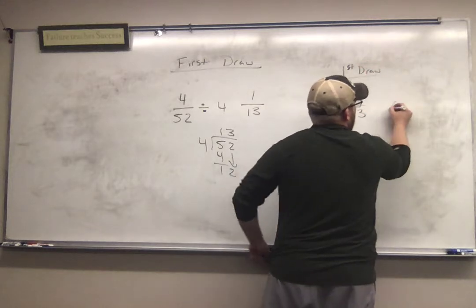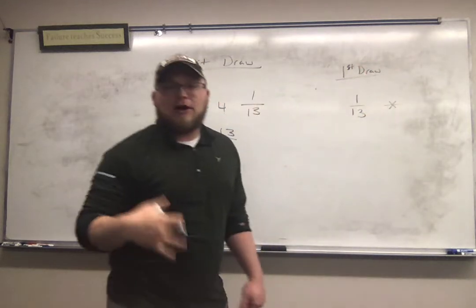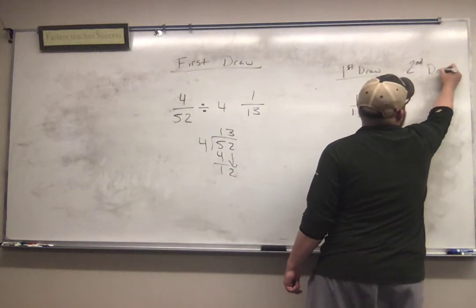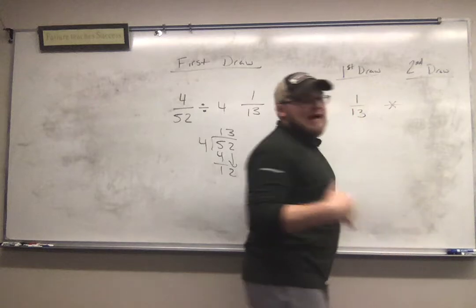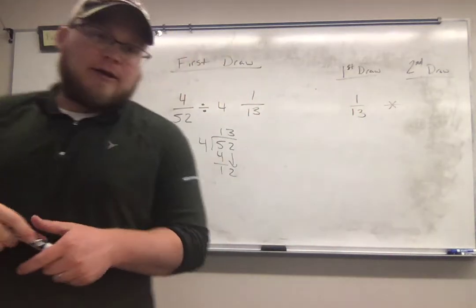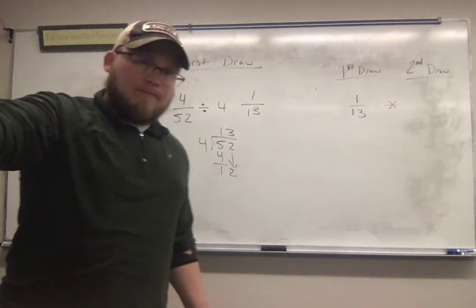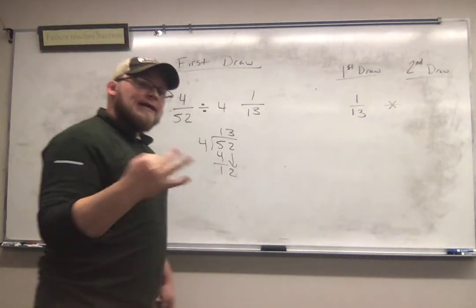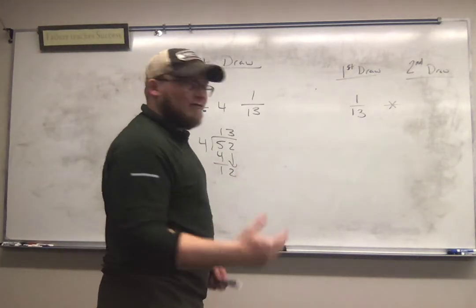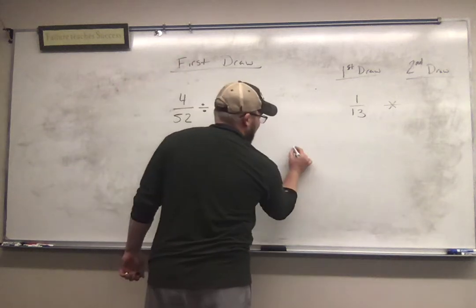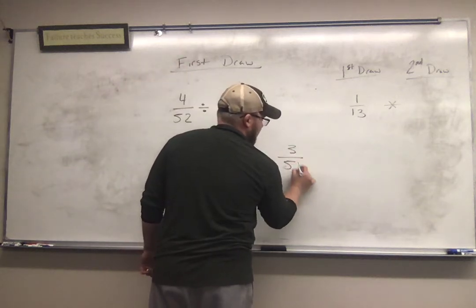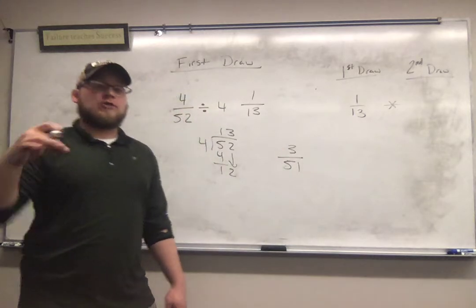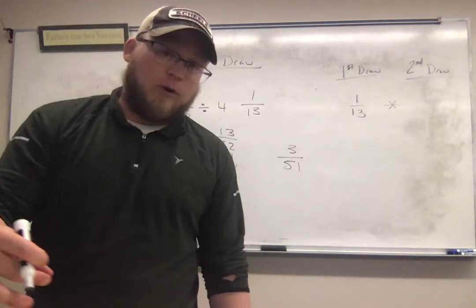Now remember, we are going to multiply that by our second draw. We just have to figure out the probability. So imagine there's 1 ace gone. That means there's 3 left, and how many cards are left? Not 52, but 51. 3 aces left, not 52 cards in the deck anymore because we already picked the 1 ace. There's only 51 left.